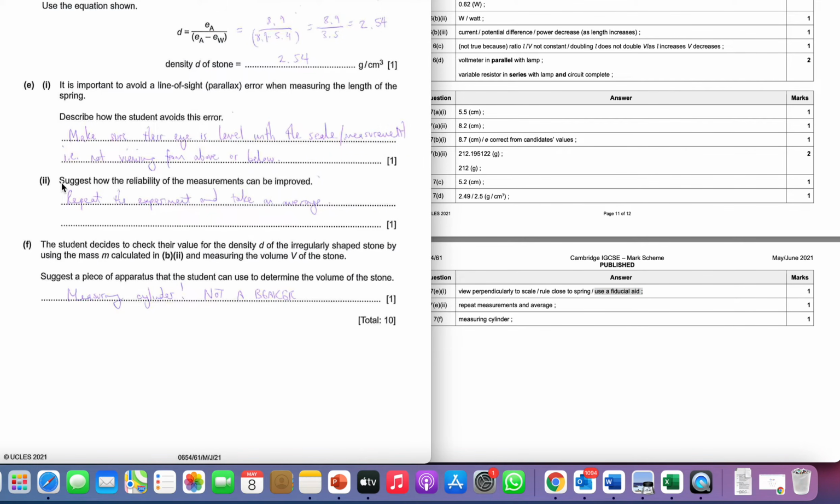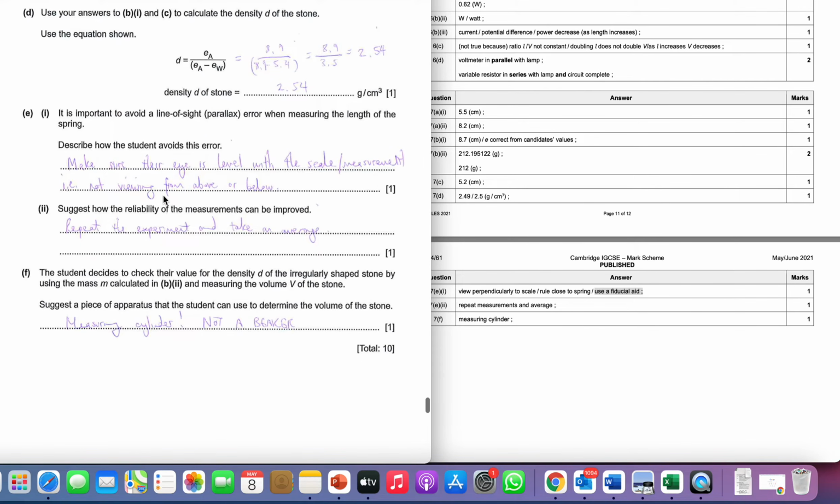All right, we then have a question about reliability. Reliability is always linked to repeating. If we do an experiment, we never would normally do it once. We would do it multiple times, and that would then allow us to get a confirmation and make sure that our data is reliable.